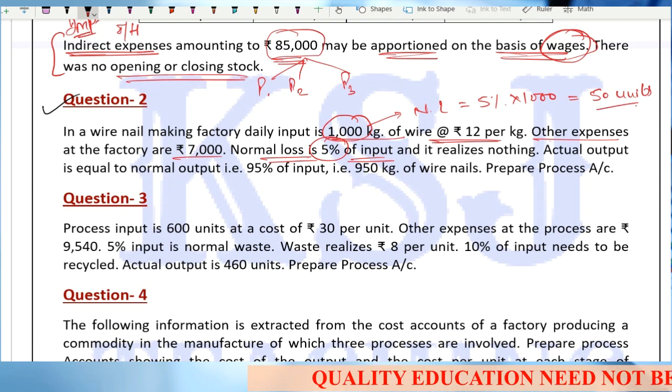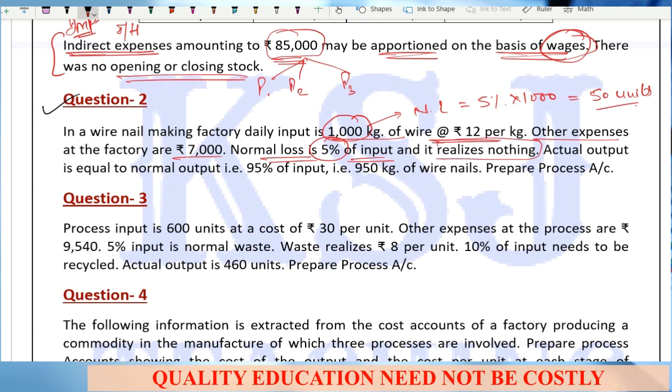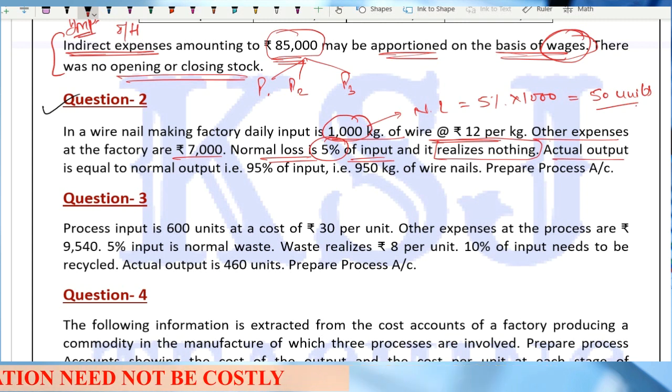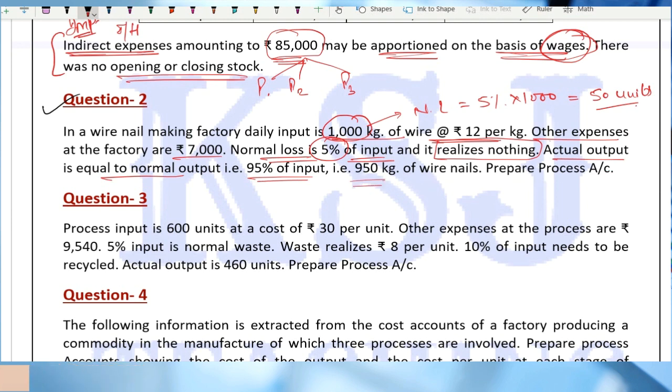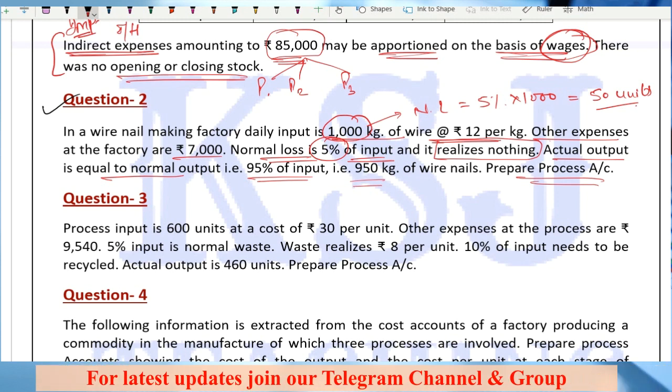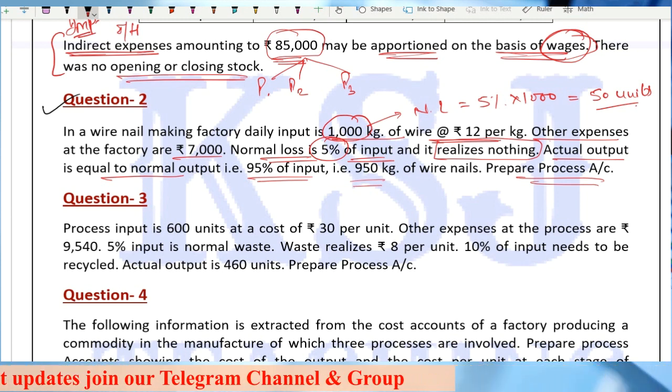1000 units, okay, and it realizes nothing. That means it is in the form of weight loss. Actual output is equal to the normal output, that is 95% of input, that is 950 kg, which is transferred to the next process. He says prepare process account. Now this is my normal loss in the form of a weight loss. Right, now what is going to be the treatment? Listen to it very carefully.